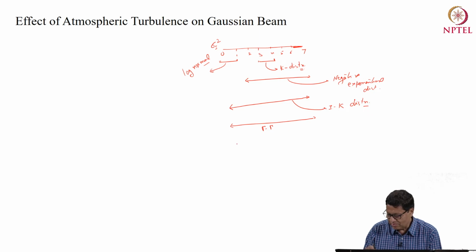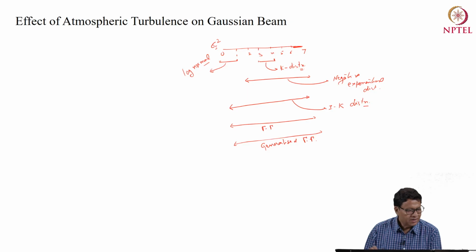Nowadays, recently one more distribution has come, which is the generalized gamma gamma. Again, it is valid for all regimes of turbulence. So this is how different models can be used depending upon the value of the scintillation index, that is sigma I square. So now let us try to understand what happens to a Gaussian beam as it travels through a turbulent medium.